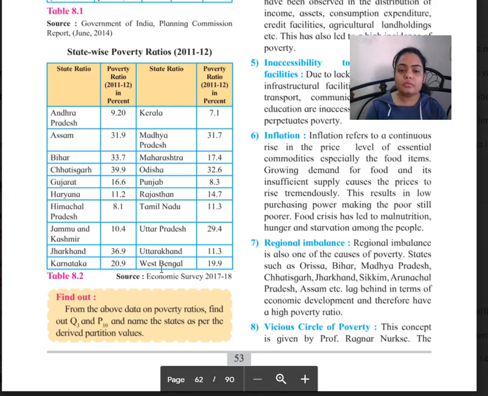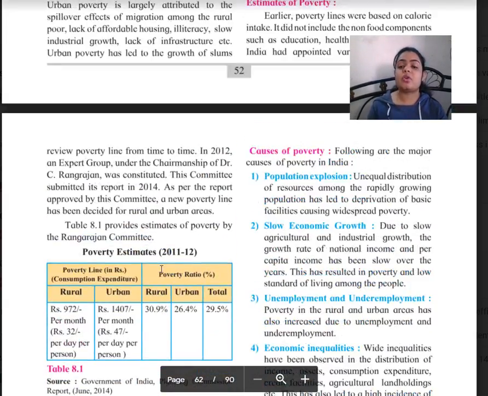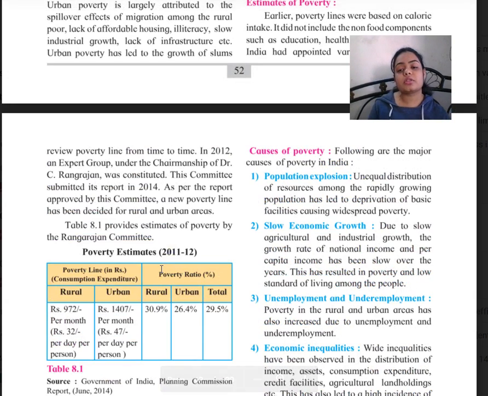Now we shall be studying the next concept, that is causes of poverty. Now, what are the causes of poverty? So, let us study in detail. Following are the major causes of poverty. First one, population explosion. As we know, this is one of the very basic and very important problems for poverty, which is population explosion.